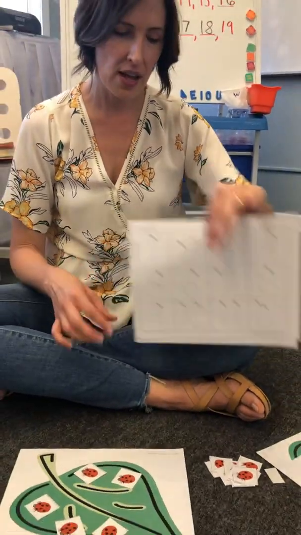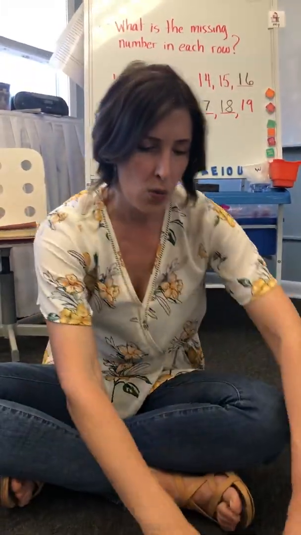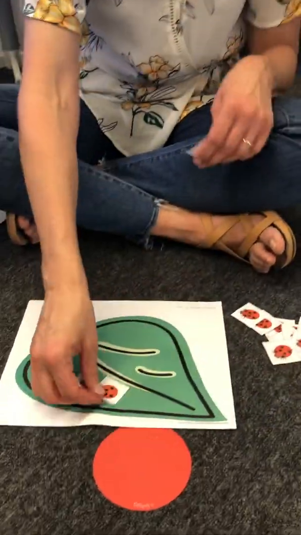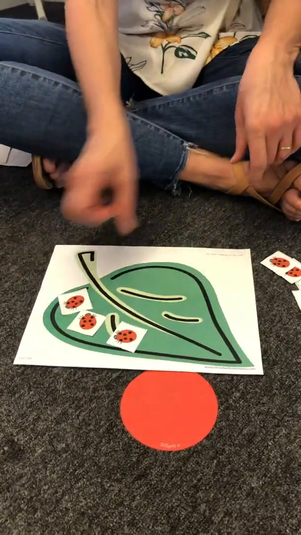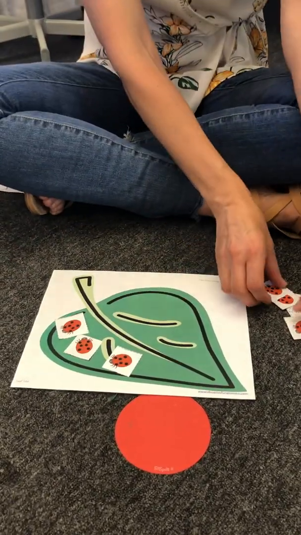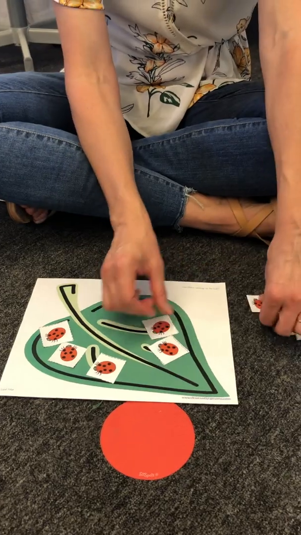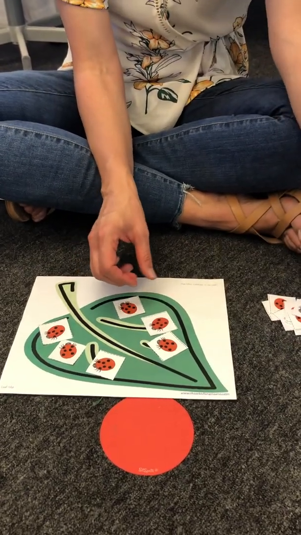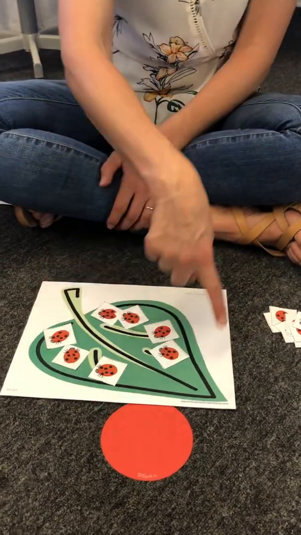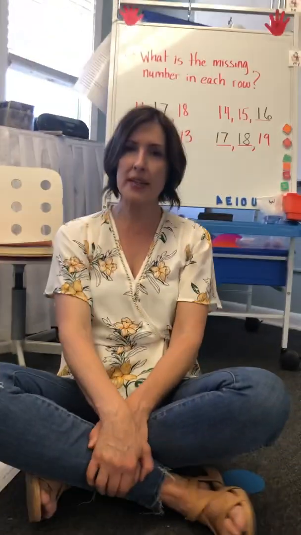All right, let's take our ladybugs off, and let's do it again. Let's pretend this time we have 3 ladybugs that have landed on the leaf, and 4 more ladybugs have come to join them. So all together, how many ladybugs are now on the leaf?